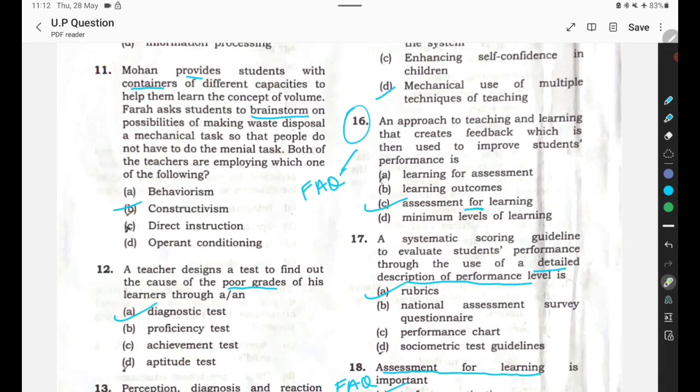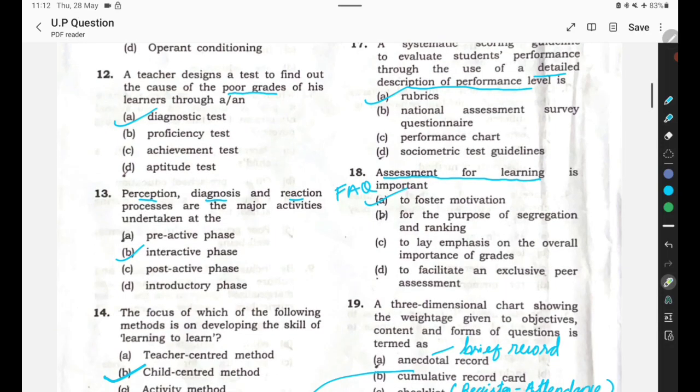Constructivism. Question number 12, a teacher designed a test to find out the cause of the poor grades of his learners through a diagnostic test so that they will know in which subject the student lacks. For example, if they want to know about his mathematics or his science, they will give him tests of mathematics or science or social science, so that they will know which are his strong areas and his weak areas.